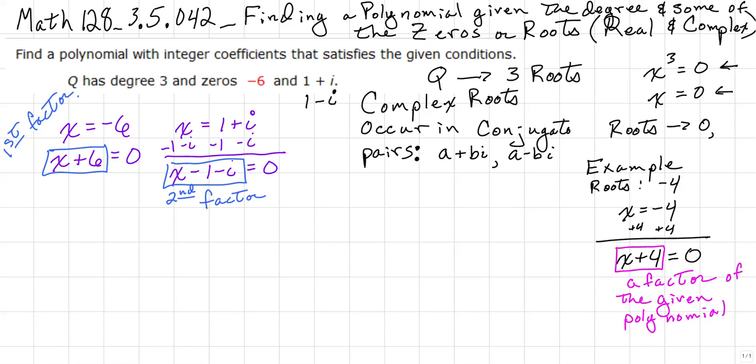Now we're going to look at the third factor. We're going to do a couple of different things here. We take x equals the third root, 1 minus i, which means that I am going to subtract 1 from both sides and add i to both sides. And I end up with x minus 1 plus i is equal to 0. That's my third factor.